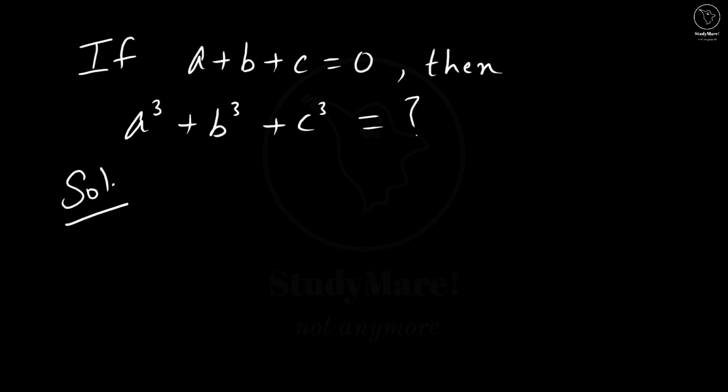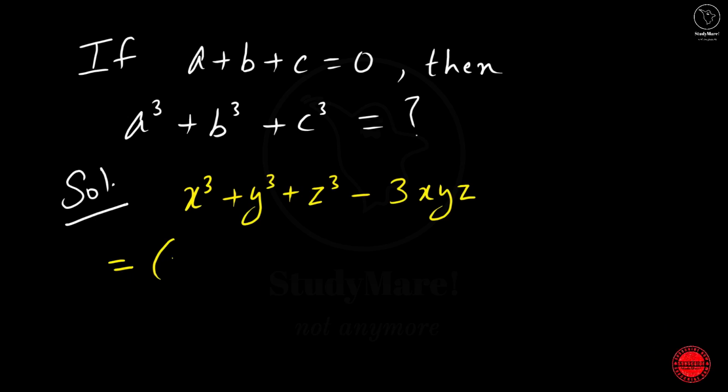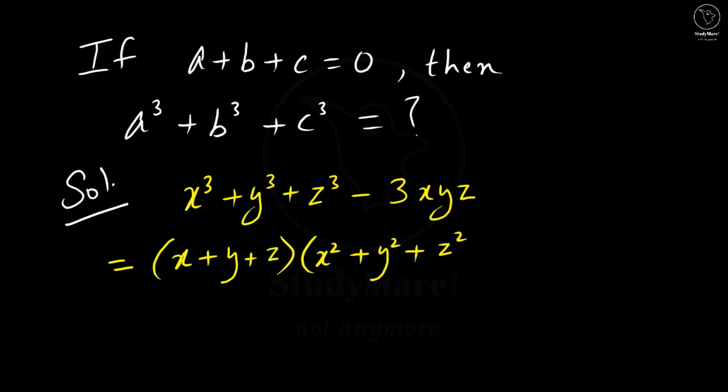We have an identity that says x cube plus y cube plus z cube minus 3xyz is equal to, it has two factors. One is x plus y plus z and another factor is x square plus y square plus z square minus xy minus yz minus zx.